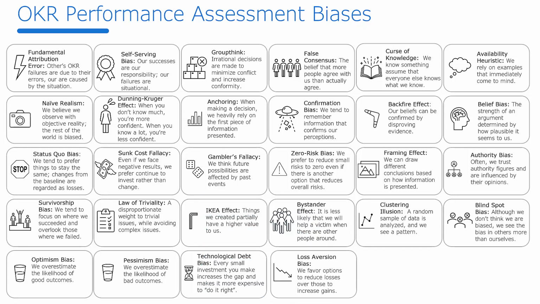Loss aversion bias, where we tend to favor options that reduce losses over those which increase gains. What does that look like? An example would be, we can cut costs by laying off our sales team. Well, that reduces our losses, but we're not looking at what we could do to increase gains. Like maybe we should actually be hiring more salespeople, and that's going to overcome it by increasing our gains.